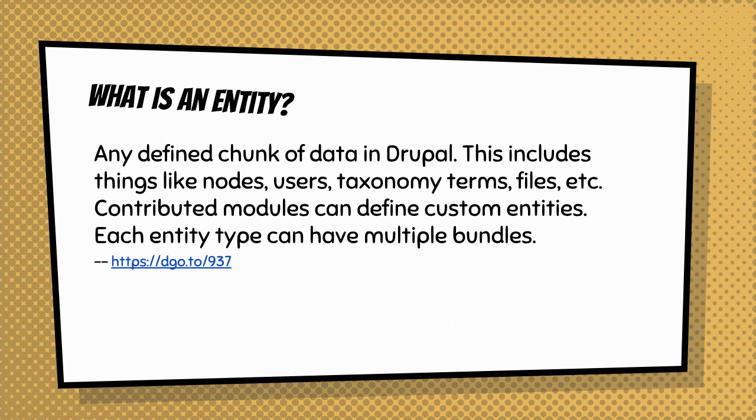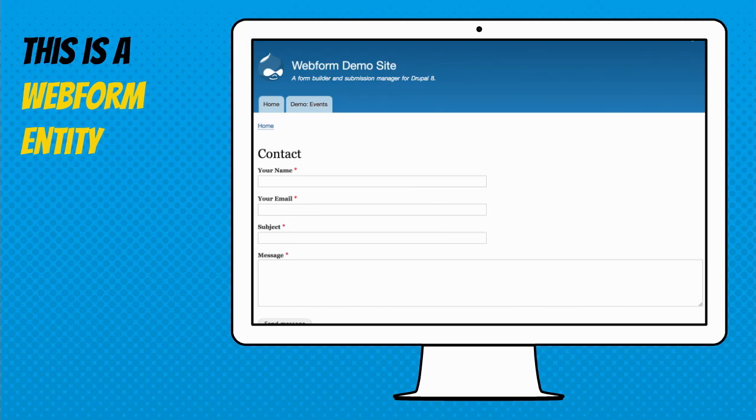This is a web form entity, what we just looked at. And when we get to the submission, it's a web form submission entity. They're two separate things. About web form entities, and I can't dive down this rabbit hole, but I came up with two key words: web forms are config entities. That means they're exportable into files, defined as configuration. Submissions are content entities. They're stored in the database. They're data.